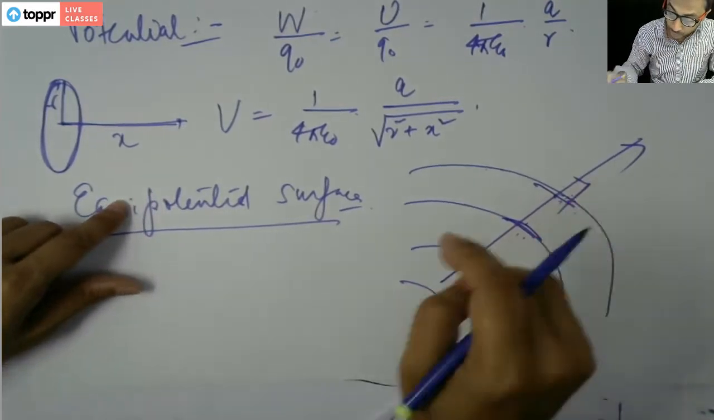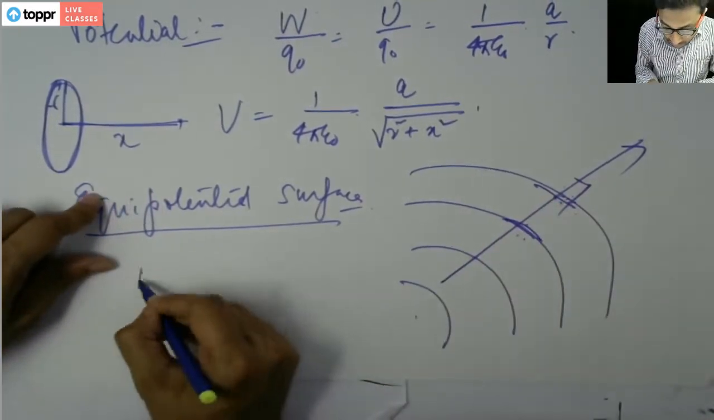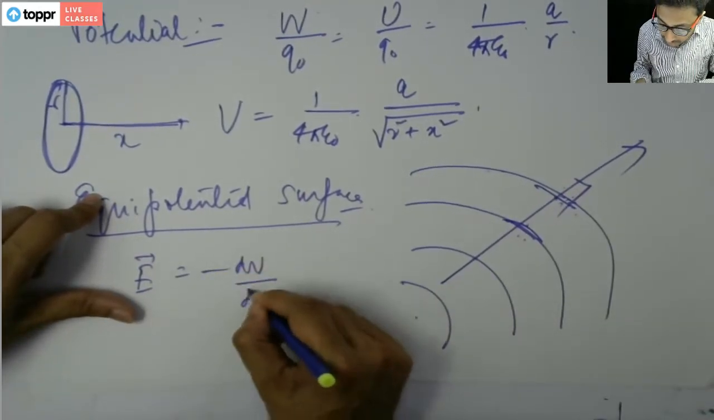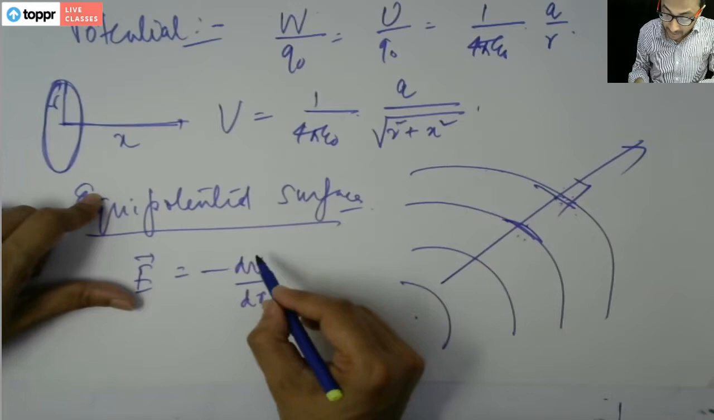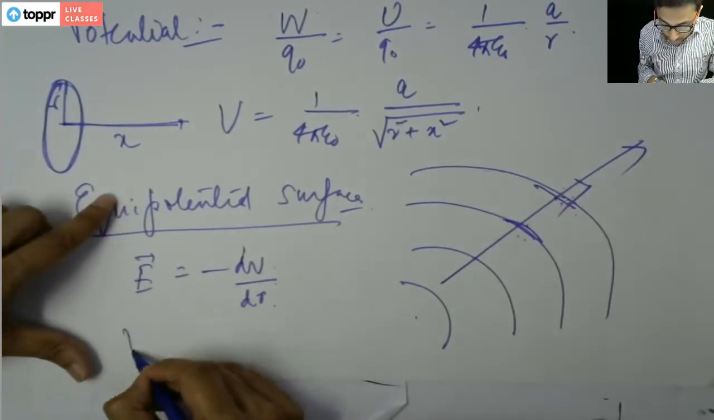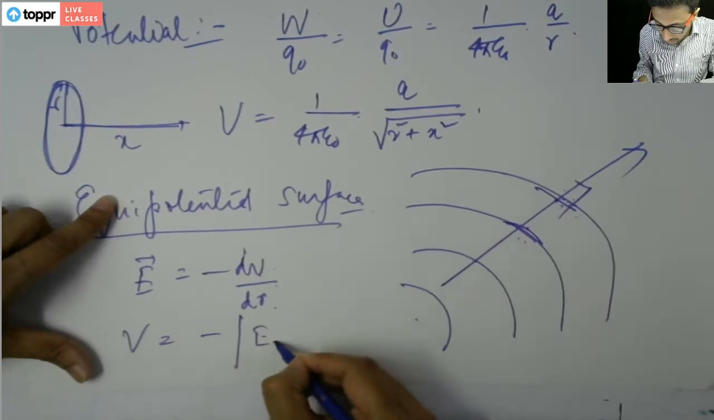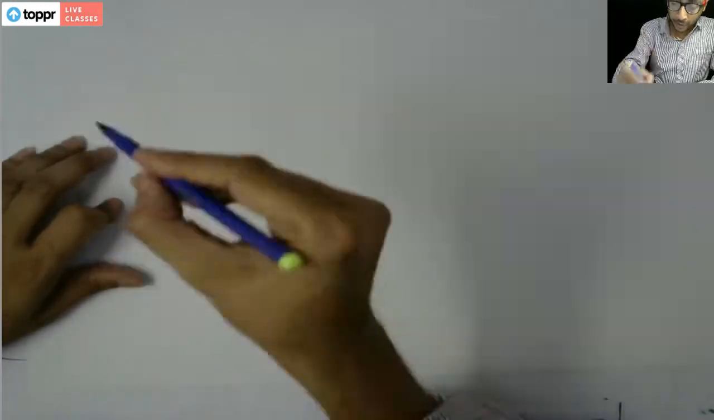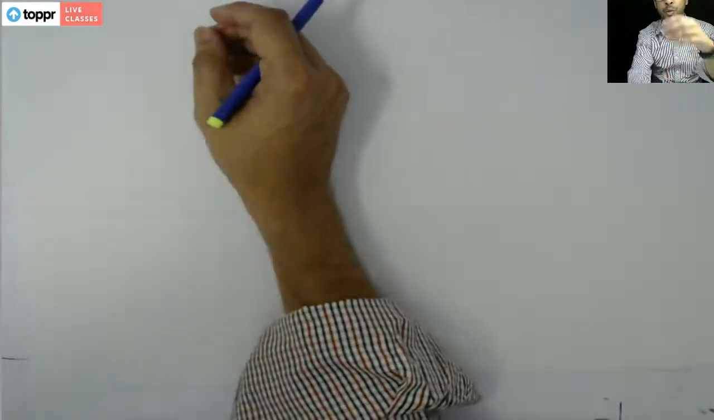To know this, you need to understand another thing. Electric field is nothing but minus dV by dr. That is, it is the gradient of potential, or potential can be written as minus integral of E dr. We will use all these things in our problems. Okay, now electric dipole. So we are done with force, field, potential energy and potential.